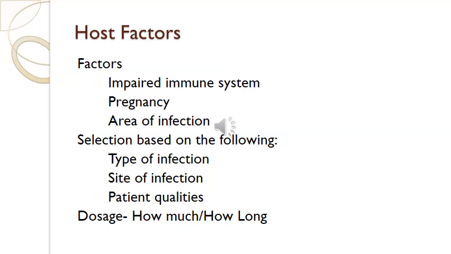And then other selection will be based on type of infection, site of infection, patient qualities. Again, kind of the same idea of what we just talked about. And then they will select the dosage, how much, how long. It's very important that when an antibiotic is prescribed, that the course is finished. Many times people will start to feel better within a day or 2 of starting an antibiotic. Very important that if an antibiotic is prescribed for a week, 2 weeks, a month, that whole course be finished, because if not, the infection could come back.